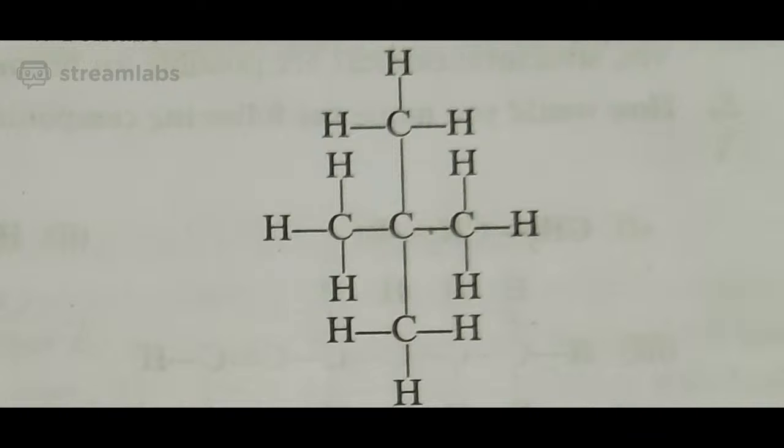2,2-dimethylpropane. The other name is 2,2-dimethylpropane, or you can even name it as neopentane. Neopentane means there will be 5 carbons, but the second carbon shares 2 methyl groups. Hence it is called neopentane.